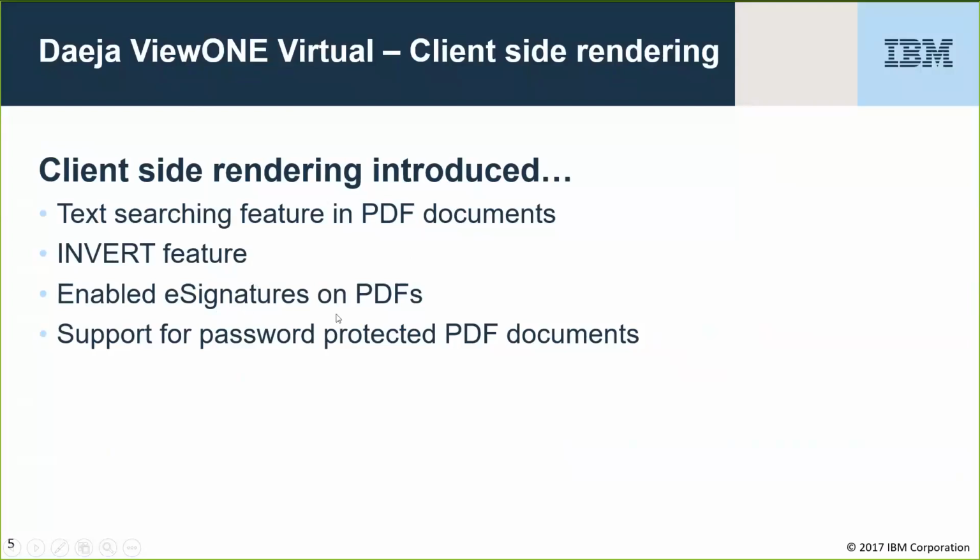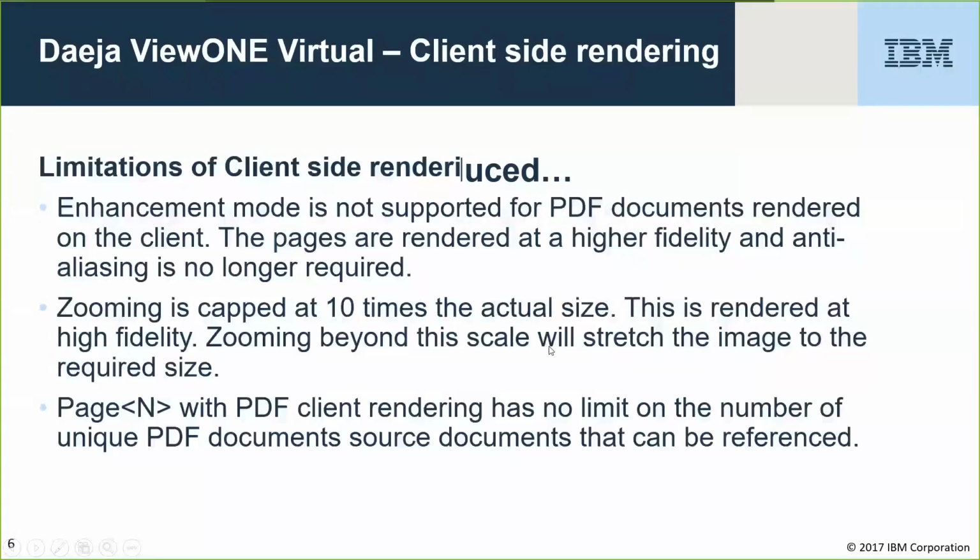Enable e-signatures on PDF: when the option to render PDF documents on the client is enabled, electronic signatures, including those in the PDF, are now displayed. Password-protected PDF documents can be opened and viewed when the viewer is configured to render PDF documents on the client.